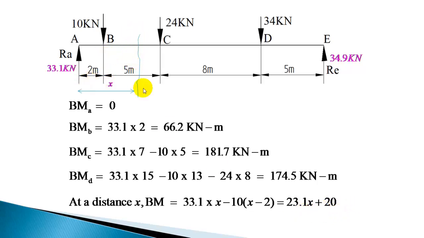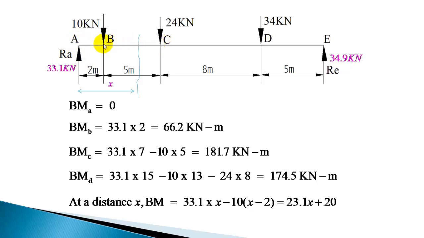Okay, this equation is applicable only for x value changing from 2 to 7. You cannot apply it for the section CD or section AB or section DE, because this is particularly written for that section considering these two forces. If you move on to the next section, 3 forces will come, or if you are in the first section, only 1 force is there. So it is applicable only for the section BC.